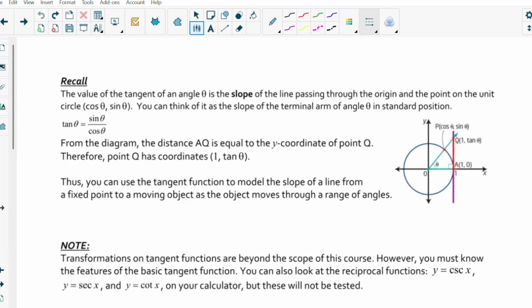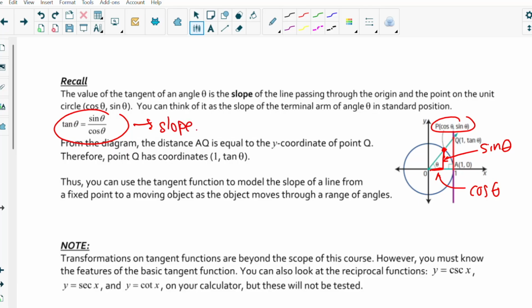So here's that point, cosine theta, sine theta. And remember, this is sine theta, and this is cosine theta. And sine divided by cosine theta is your tangent ratio. We can also think of this as slope. That's another useful way to think about it.